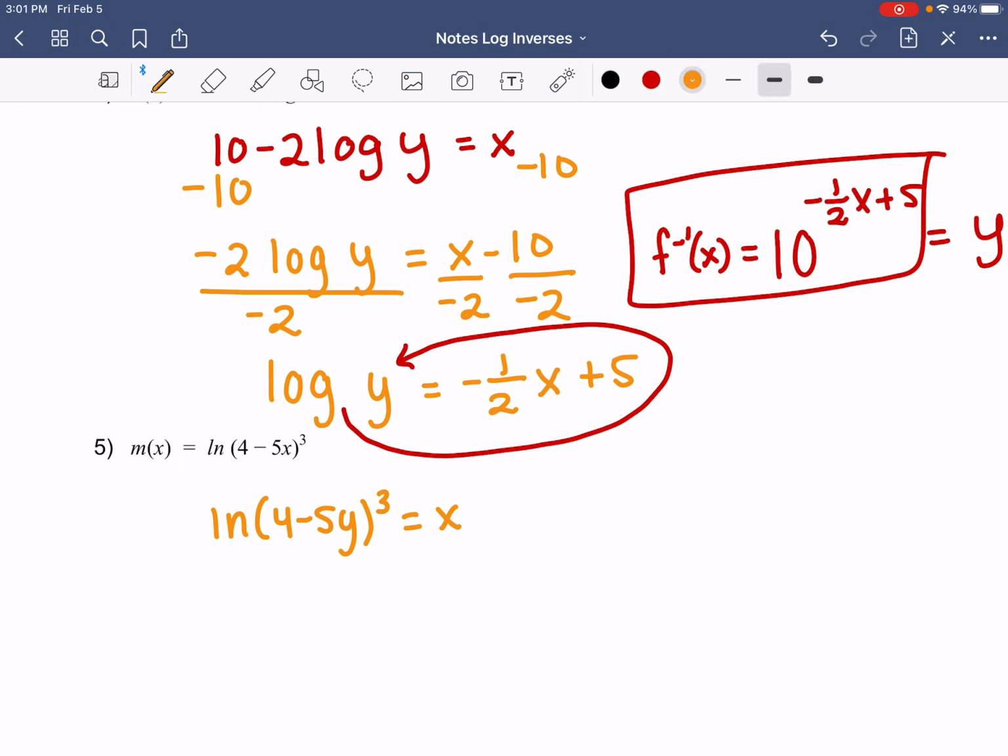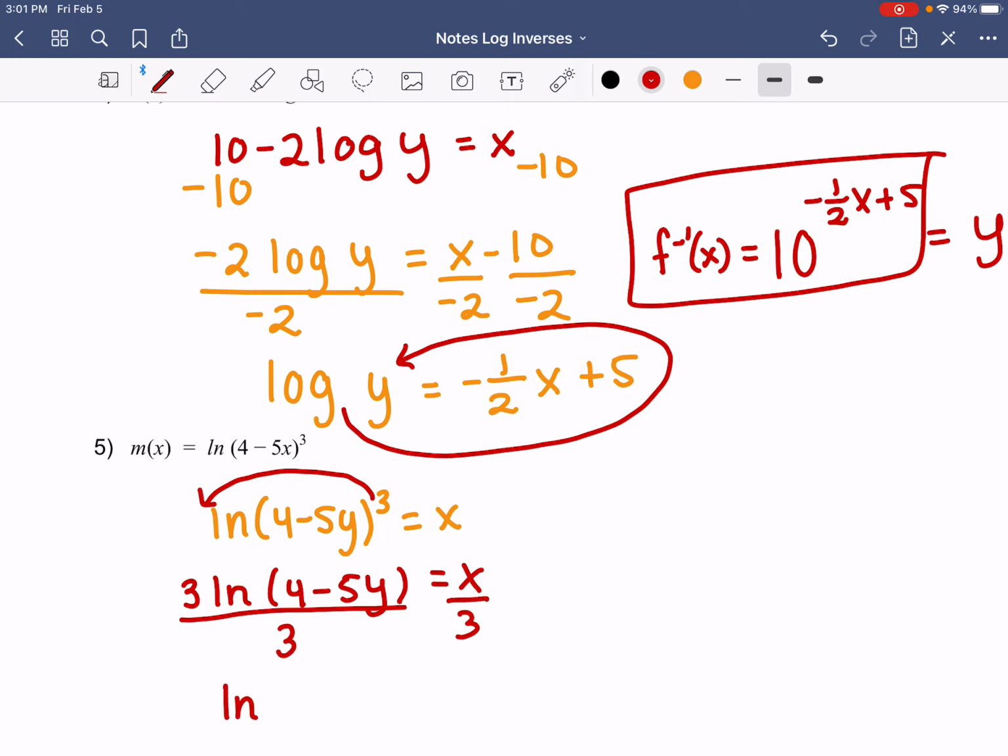All right, so from here, my goal is to isolate my log piece. This is my log piece, my natural log. There's a 3 there, right? So we want to get rid of that first. Well, if you remember from our expanding and condensing rules, that if there's a power, we actually can move it to the front. So it'd be 3 natural log of 4 minus 5y equals x. And then to get rid of it, I'm going to go ahead and divide both sides by 3. So now my log piece is by itself. Natural log of 4 minus 5y equals x over 3.